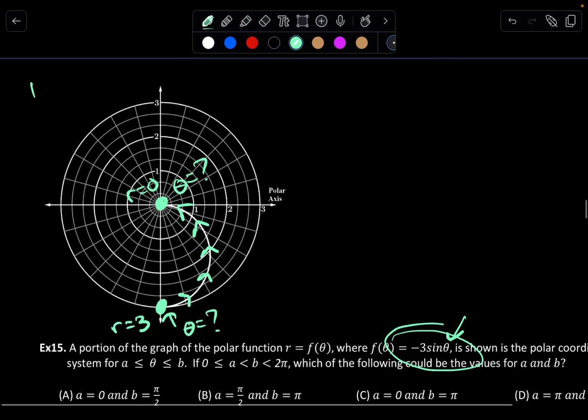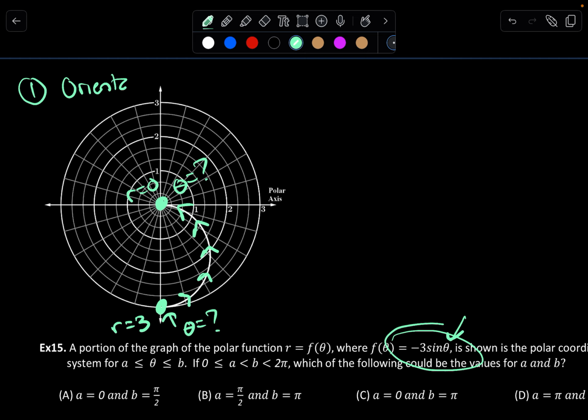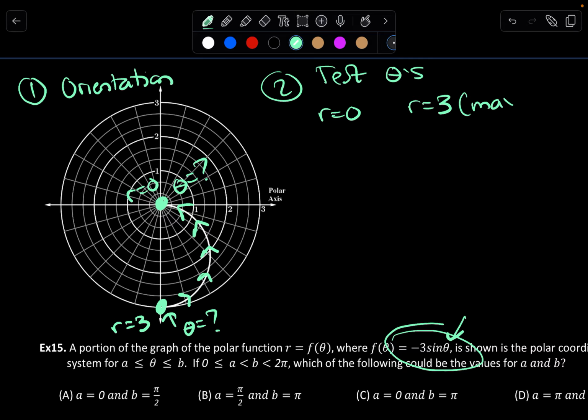So the first thing you want to look at is orientation. And then the second thing you want to do is test angles, okay? Always start with r equals 0. And then the second one is you can start with r equals 3 or the max radius. If all else fails, you'll also have to do the negative max radius or the minimum radius, I should say. So if we can't figure out what this is with 0 and 3, I'll also have to test r equals -3, okay?